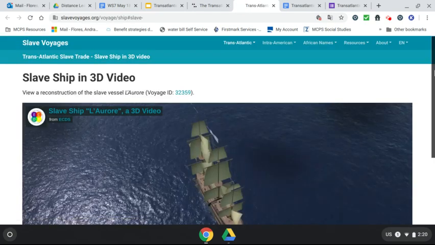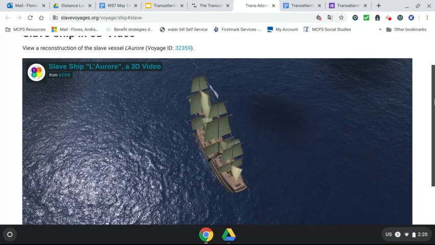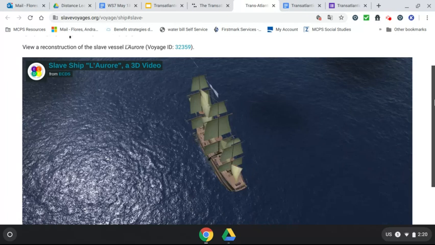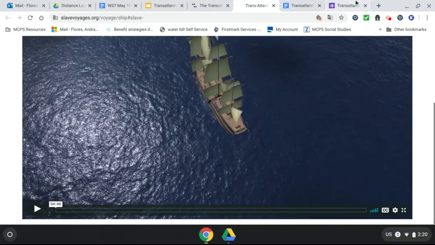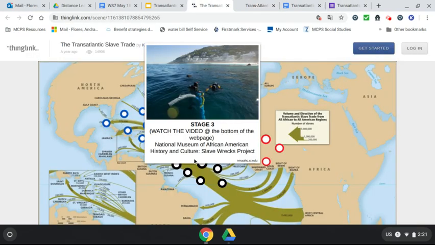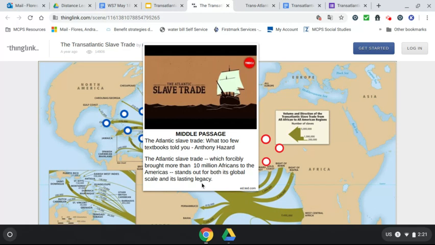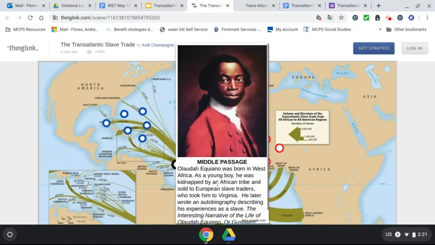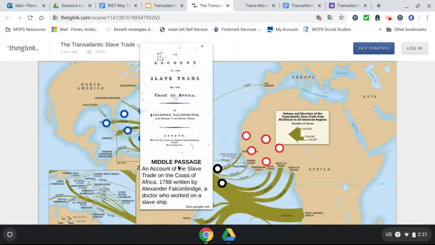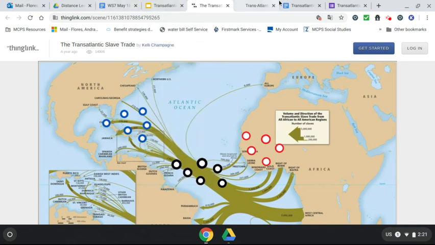So this particular thing shows a 3D reproduction of what a slave ship looked like back in the day. So you'll watch this video. Okay. Then there's also this other video that's animated. There's a reading about this West African man who was kidnapped and sold to European traders, and his story is fascinating. So there's 5 resources here for you to look at.